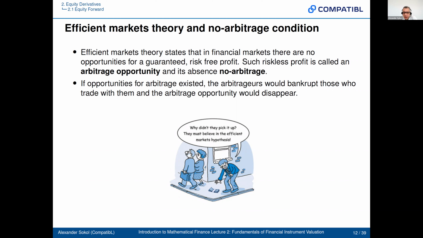Now, this drawing below shows a couple who walked past a pile of money on the ground, right? Because they believe in the efficient market hypothesis. They knew that if there's a pile of money on the ground, there's a riskless profit opportunity. And they were absolutely correct not to pick it up because they knew it's an illusion.